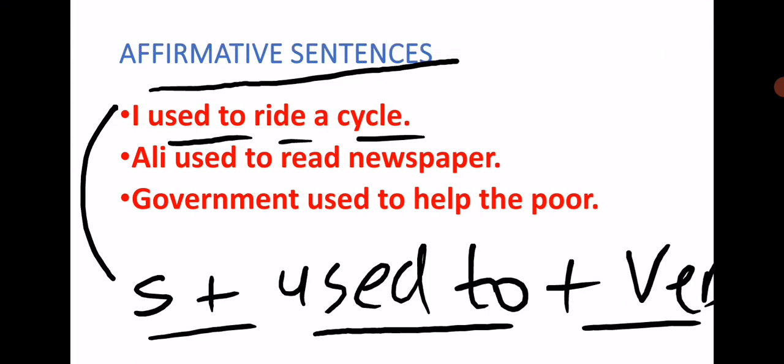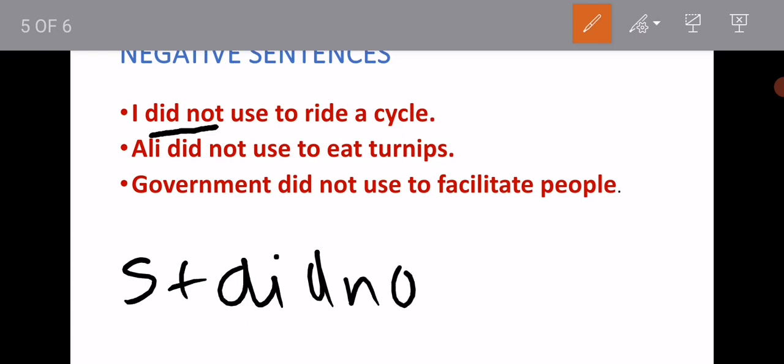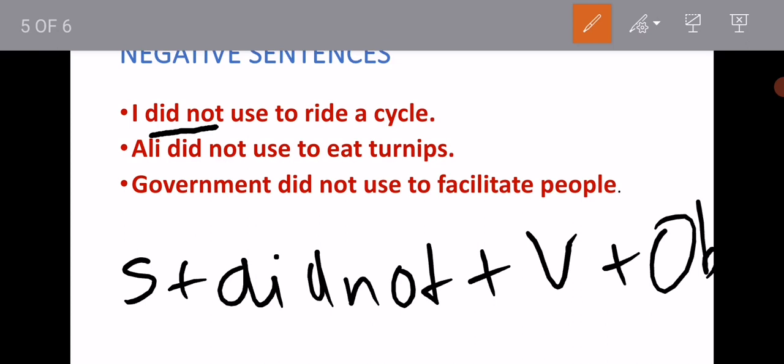Now let's move on to negative. Well, in negative sentences, we use "did not". We use subject plus "did not" plus verb plus object. That's common, right? So, "I did not used to ride a cycle." So this is a negative sentence structure. "Ali did not used to eat turnips." "Government did not used to facilitate people." So this is a negative formula, right?